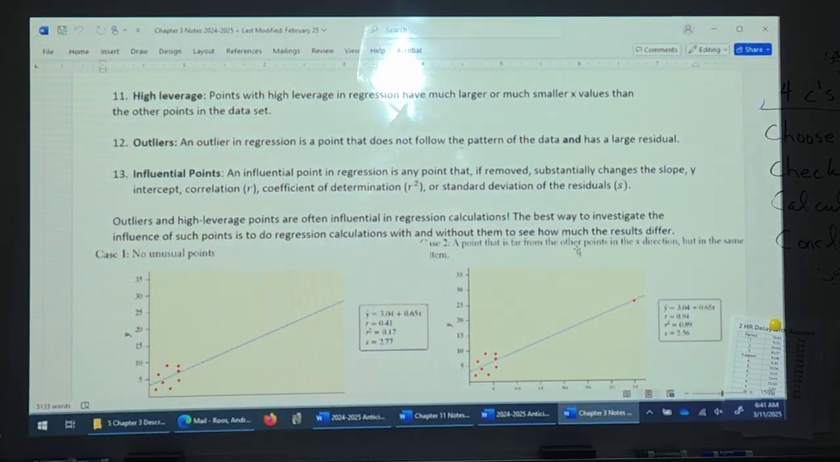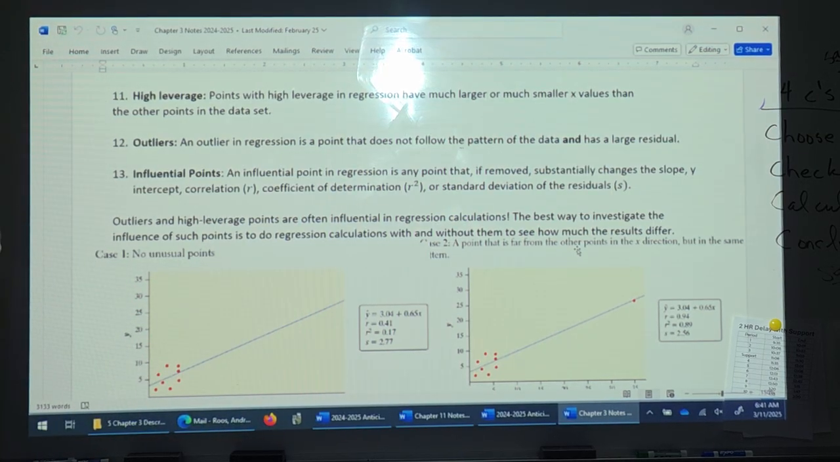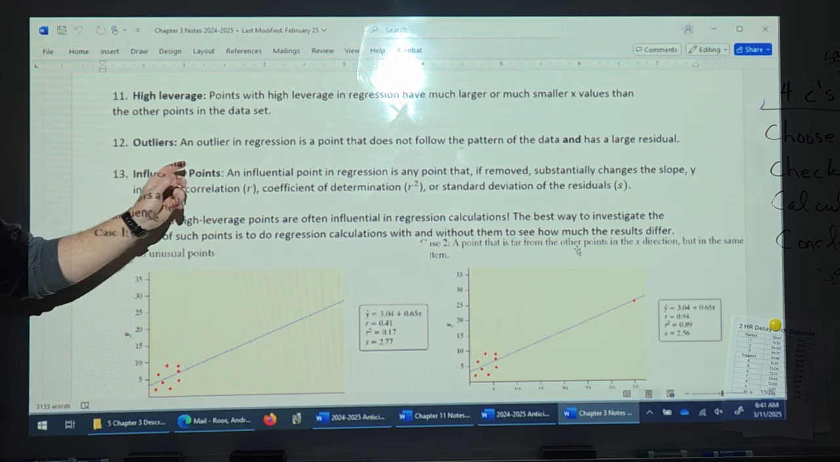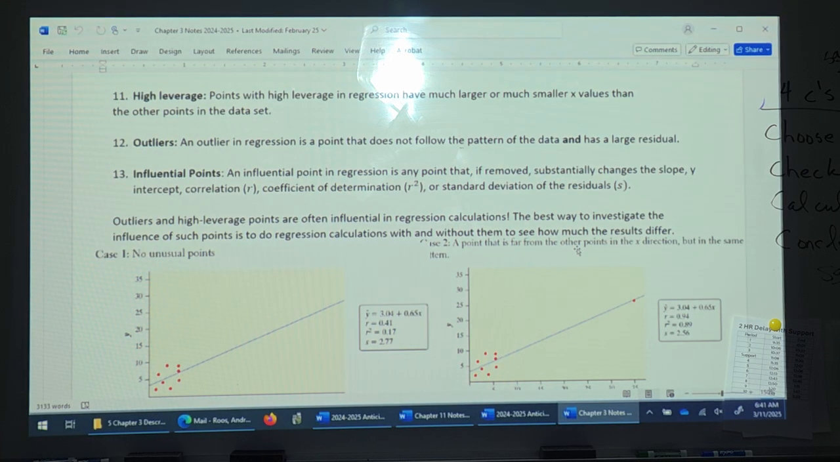Last one, influential. An influential point in a regression is any point that, if removed, substantially changes pretty much everything: the slope, the y-intercept, the correlation, the r-squared, the standard deviation. So the removal of that point affects all of your metrics.